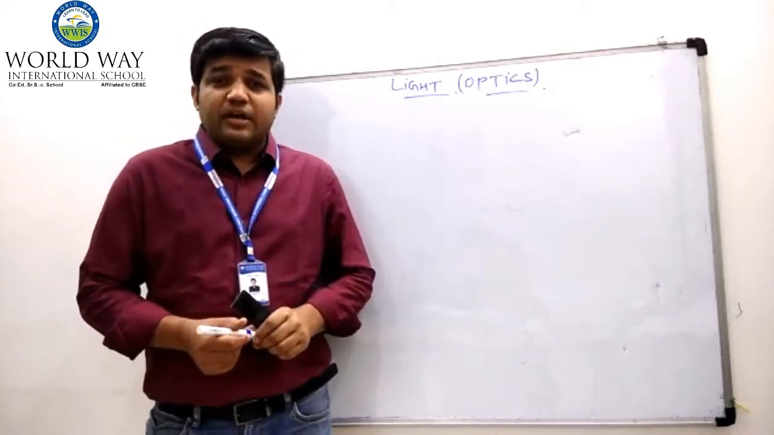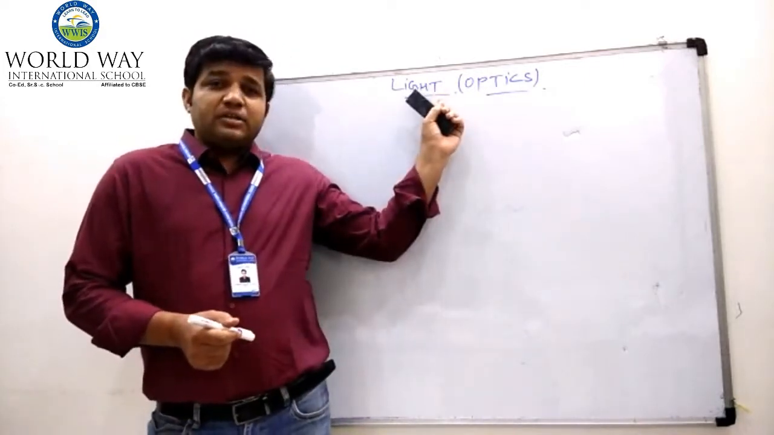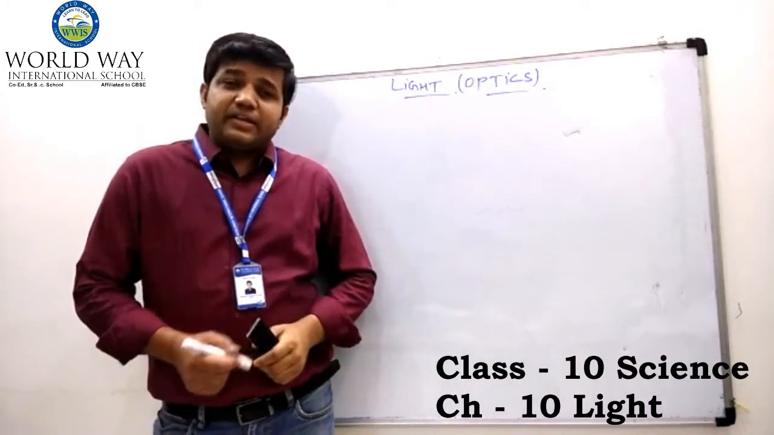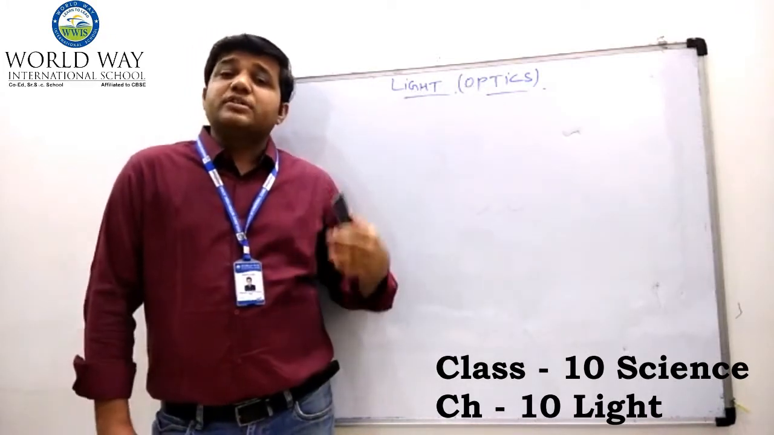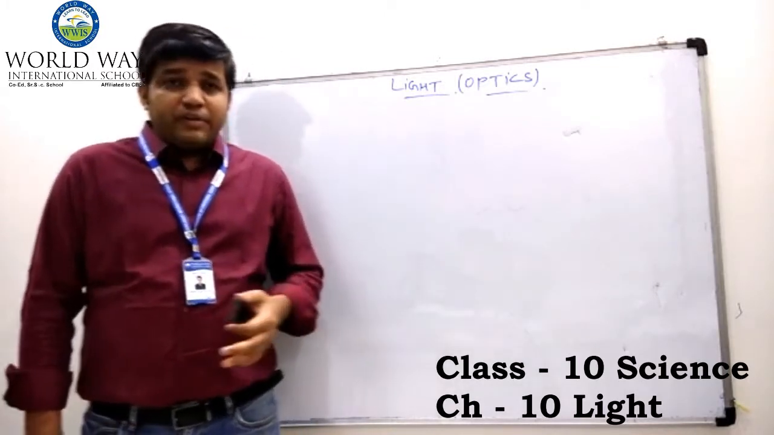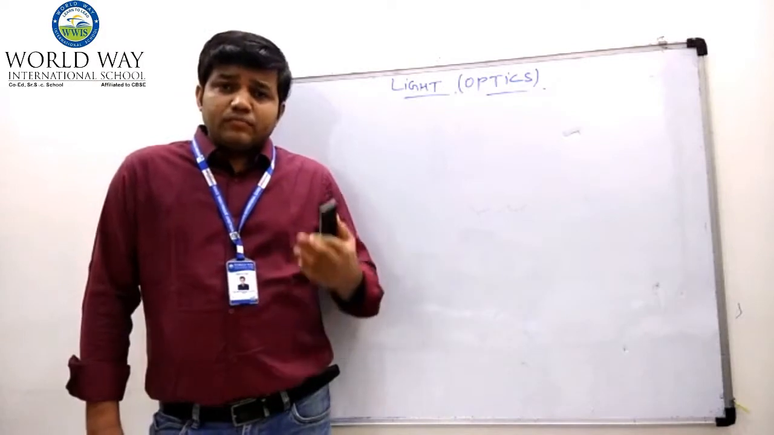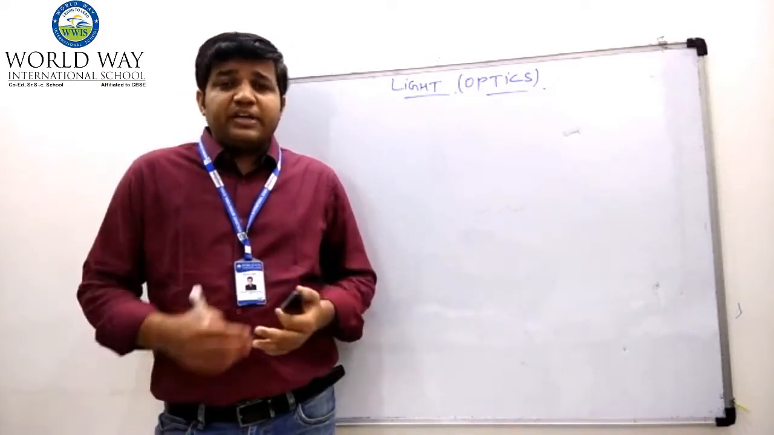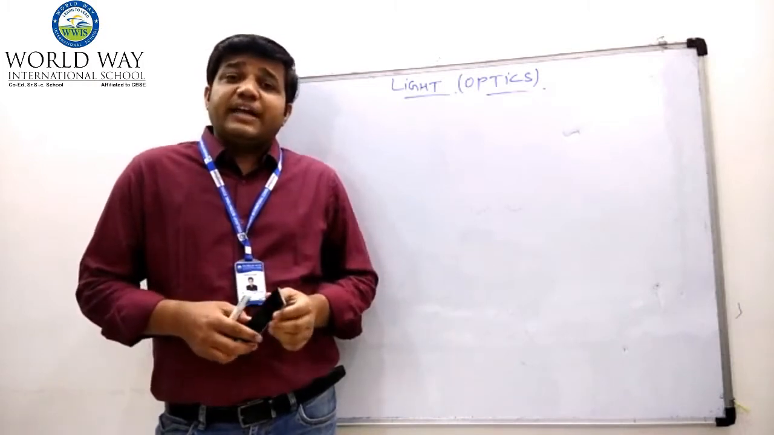Today we have to start our first topic, that is light. Another name of light is optics. Now what is light? Light is a form of invisible energy through which we can see anything or we can sight anything. What would happen if the light is not there? Suppose we are in a dark room and we cannot see anything.